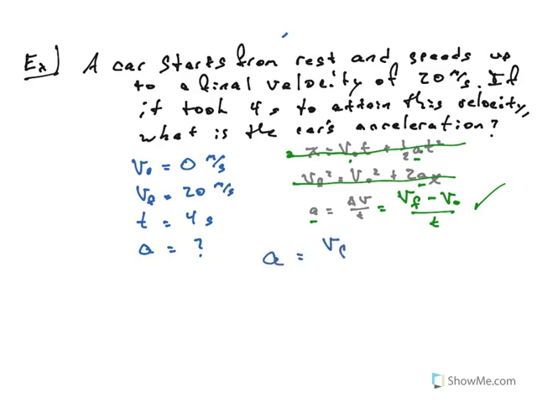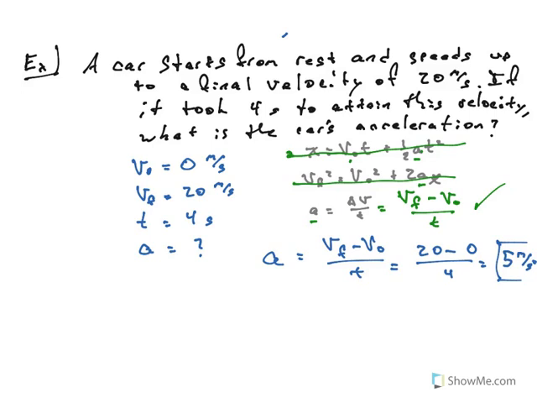Acceleration is VF minus V naught over T. VF, 20, minus V naught, 0, over the time, 4 seconds. And this is 5 meters per second squared. And there we go. Solved my kinematics problem.